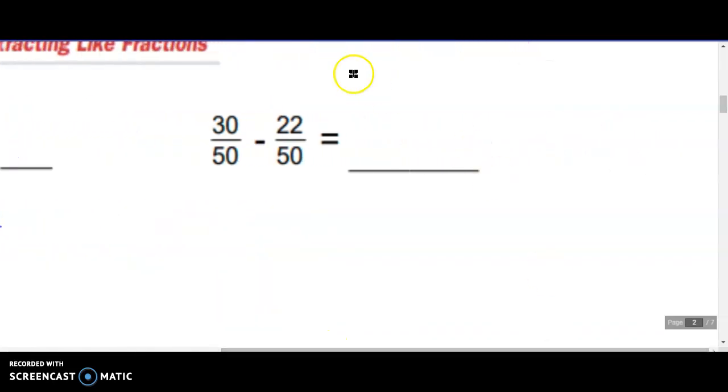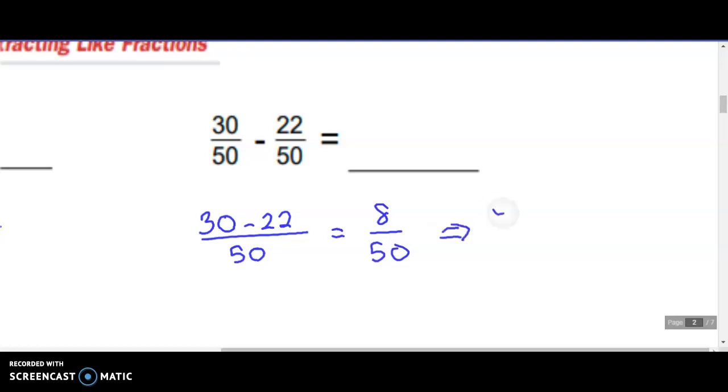Now just because the numbers are bigger here doesn't mean that anything's changed. We're going to do 30 minus 22 over 50. 30 minus 22 is 8. So the answer is 8/50, which would simplify to 4/25. And that's our answer.